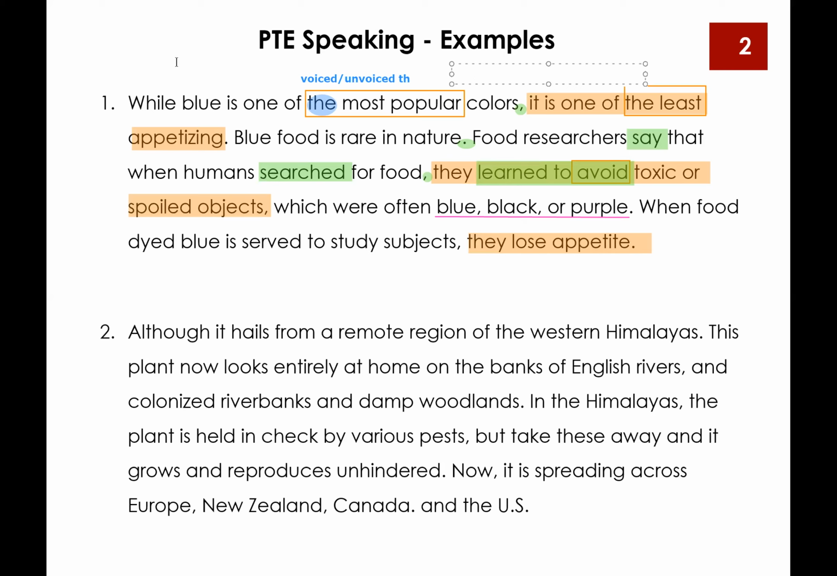So to give you some examples, this, that, these, those, they all require vibration, whereas three, thirty, right, these are unvoiced, or teeth, and they don't require vibration. So I'm going to put them all in blue. Okay, and is there any other TH sound? They, right? Okay, that, they.